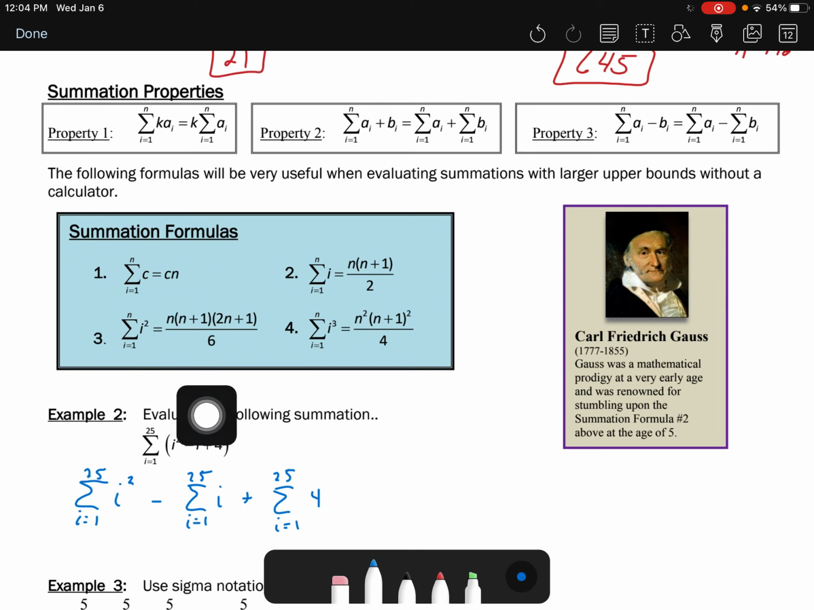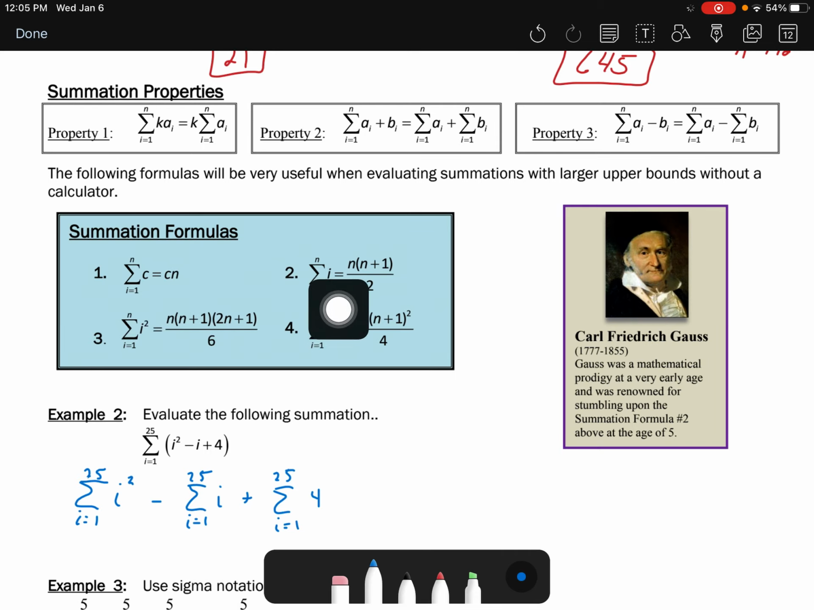Subtracting, same idea. Okay, so as far as these formulas here, maybe we just have a constant number. If our function is just a constant and we're going from 1 to whatever this number is up here, which they're calling n, then all we do is take our constant times that n.